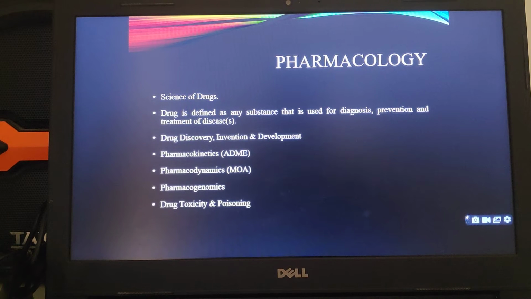pharmacokinetics, which is about absorption, distribution, metabolism and elimination, pharmacodynamics, that is mechanism of action, pharmacogenomics, that is genetic influence on the drug effect, and drug toxicity and poisoning.